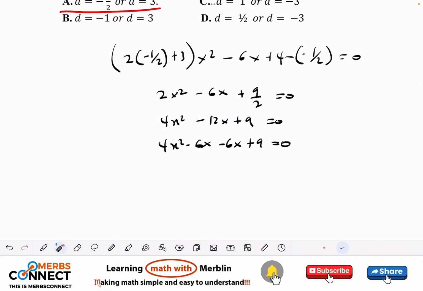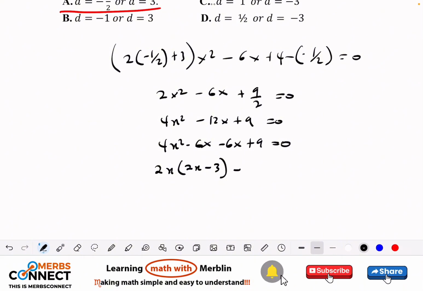Good. So what can I do here? I can factor 2x out. So I'm going to have something like 2x again minus 3, I think. Is that right? Yes. Yeah, that is right. Because 2 times 3 here will be 6. Yeah, right. Then what can I also do here?